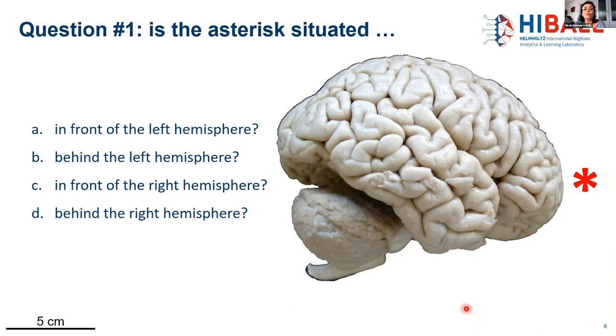Thank you very much. So the result was that most of you have said that the asterisk is located in front of the right hemisphere. So answer C would be the correct one, and that is indeed the correct one. It's not behind, because I had said that the cerebellum is located at the back of the brain, and you can see here that it's the back of the brain. Okay. We'll come back to another question a bit later on in the talk.